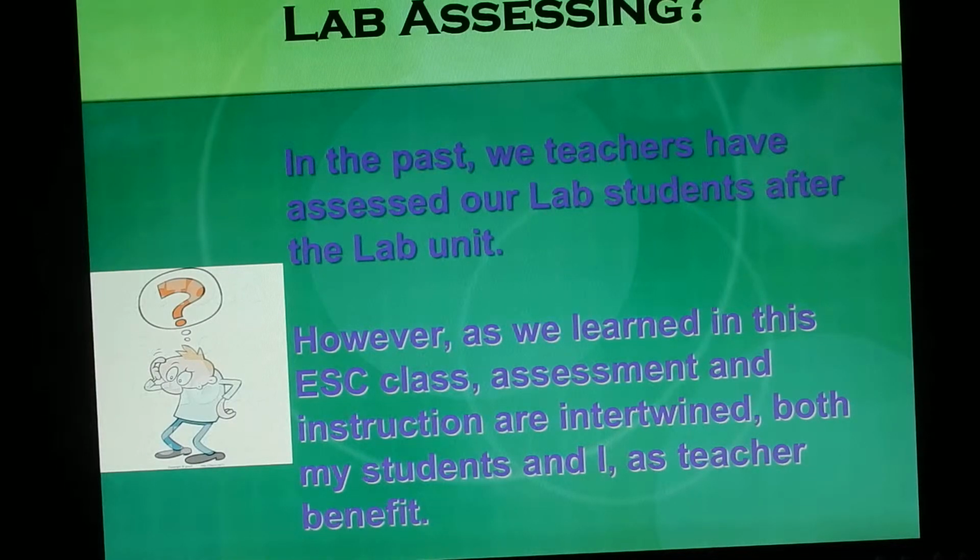Lab assessing. In the past, we teachers have assessed our lab students after the lab unit. However, as we learned in this ESC class, assessment and instruction are intertwined. Both my student and I, as the teacher, will benefit.